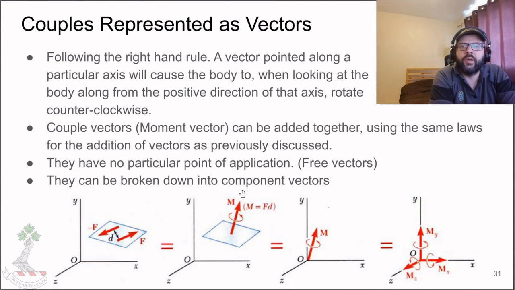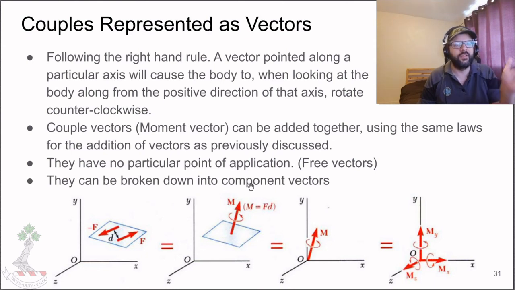Not too shockingly, yes. The way we represent them still follows the right-hand rule. Got a moment couple here. We figure out the magnitude of that moment couple based upon the force times the distance between those parallel lines, and that gives us our moment here. It's oriented coming out of the page, out of that plane, based upon the right-hand rule.